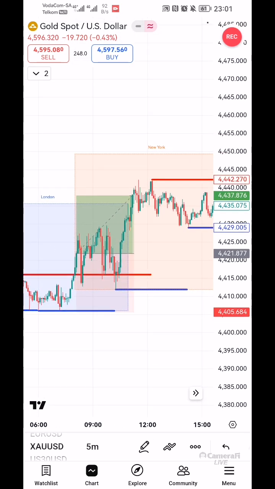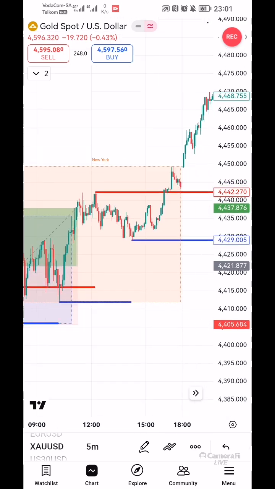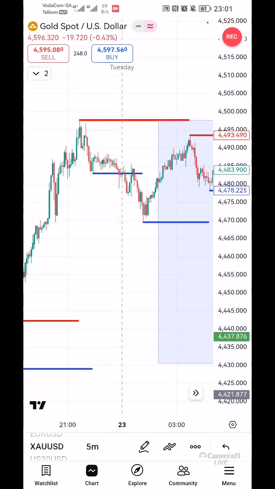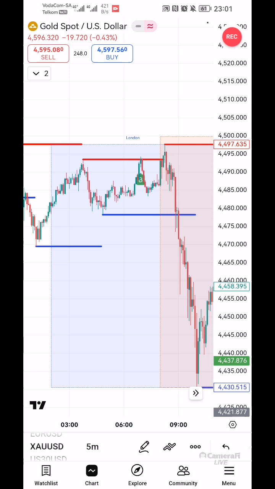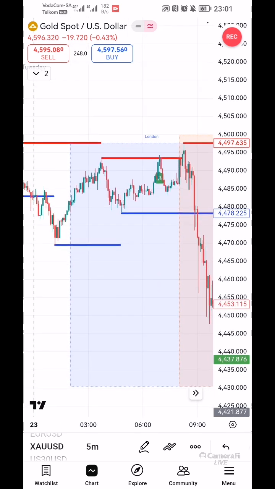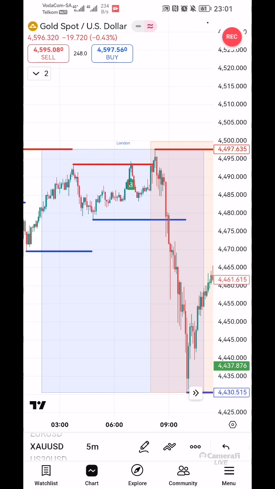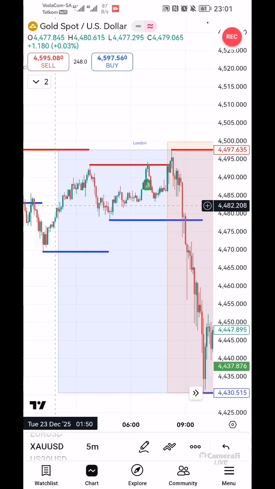Okay, so Monday was also going to be a winning trade. Let me see if I can find a losing trade so I can show you how to handle it when you actually take losses. Okay, I think this is an example. We found it. On Tuesday, this was going to be the London Open, right?